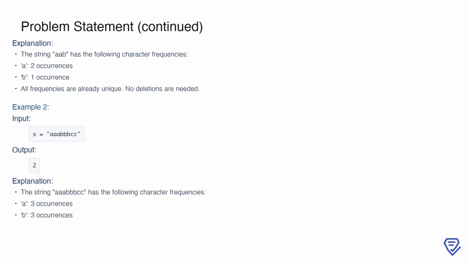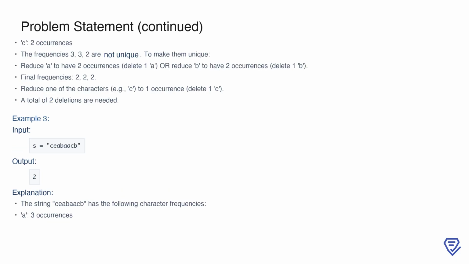Now, consider a different string, s equals "abc". In this case, the character frequencies are as follows: a appears 3 times, b appears 3 times, and c appears 2 times. Notice that the frequencies of a and b are not unique since they both have a frequency of 3. This means some deletions will be necessary to make all frequencies distinct.